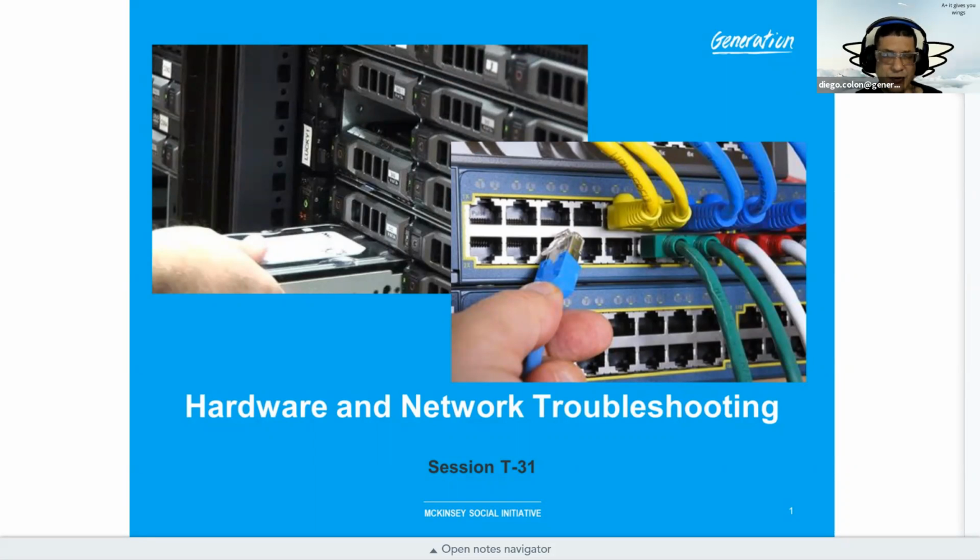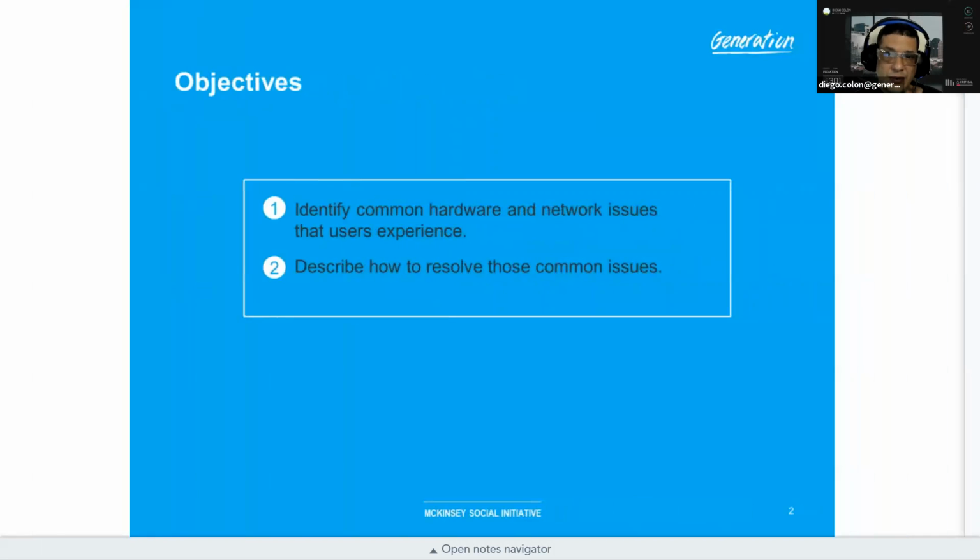The least intrusive approach when it comes to networking is from the outside in, which usually means from the physical layer towards the application layer. When it comes to actual computers, you go from the application all the way up to the physical layer. By the end of this session, we should hopefully be able to identify the common hardware and network issues that users experience and describe how to resolve them.